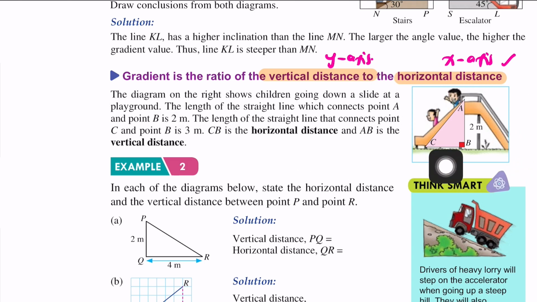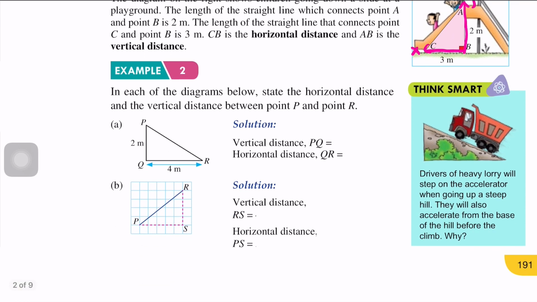So let's look at this diagram. The diagram on the right shows children going down a slide at the playground. The length of the straight line which connects point A and point B is 2 meters. The length of the straight line that connects point C to point B, CB pula, is 3 meters. So from this diagram, we can conclude that CB is the horizontal distance, and AB is the vertical distance. Boleh kan? Jadi saya cakap, kita imagine this is y-axis and this is x-axis. Sama sahaja. Okay, let's look at this example.